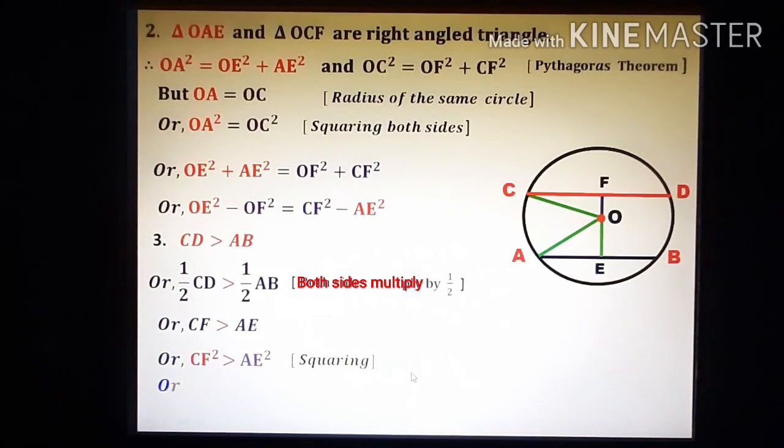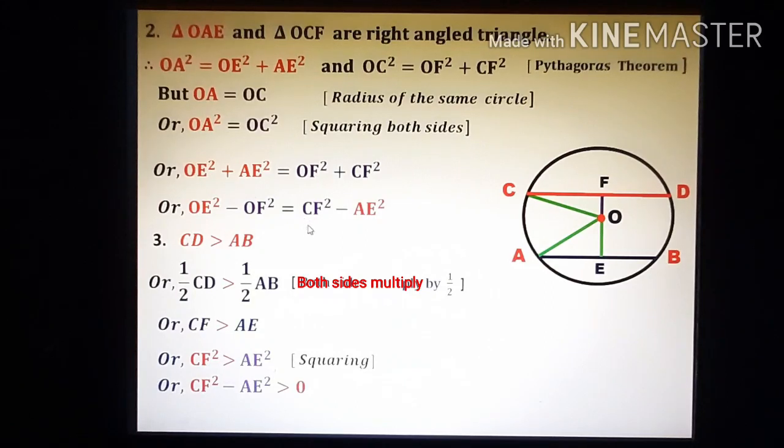So my dear students, up to this portion, do you have any problem? Yes. CF square is greater than AE square. You know, in front of AE, what type of symbol? Yes, plus. This AE square will be minus AE square on the left side of the greater than sign, and on the right side of the greater than sign there will be 0.